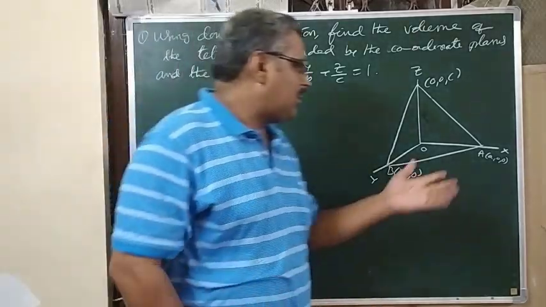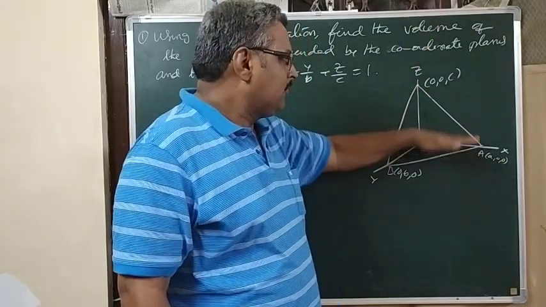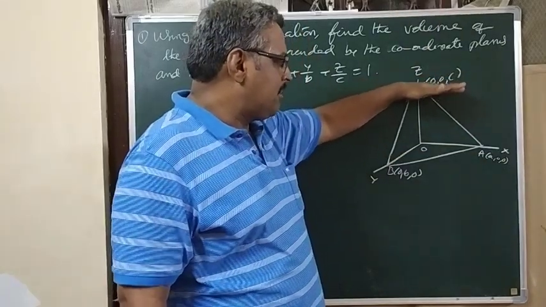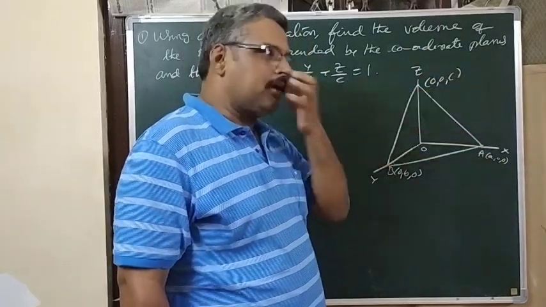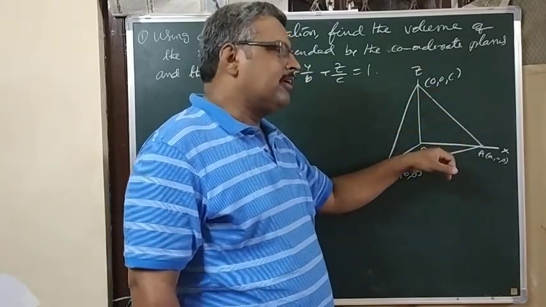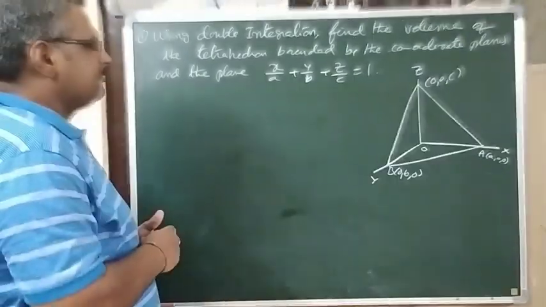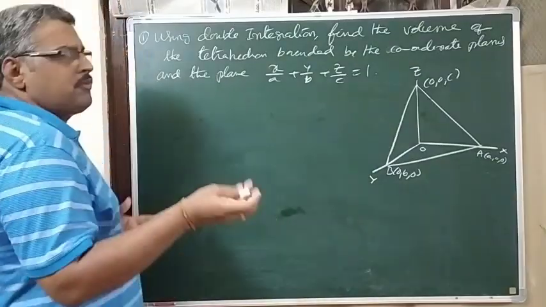Now observe, this tetrahedron is located above the xy plane. So the base of our tetrahedron is in the xy plane. So our surface is bounded above the xy plane. Now what is the procedure?